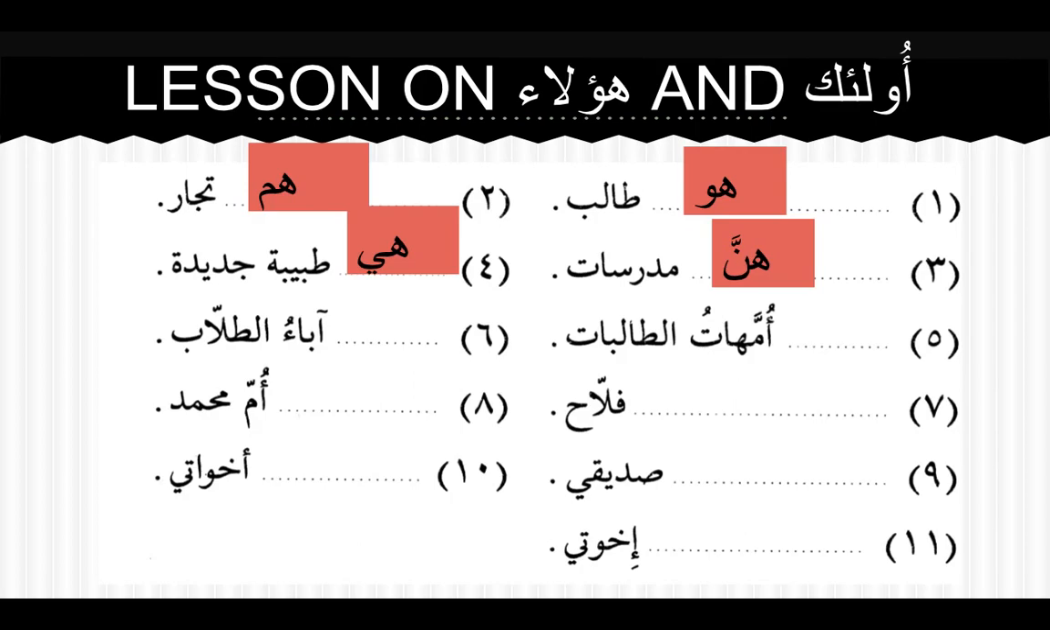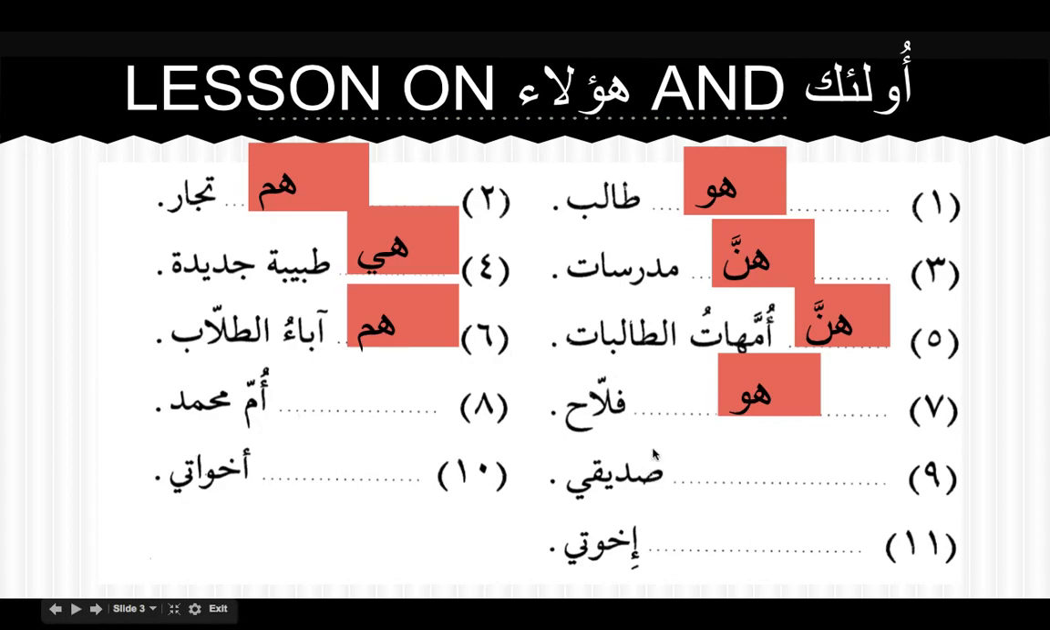So number 5 we have ummahatut talibatu. So it will be hunna ummahatut talibatu. So this is how we use a pronoun. Aba'ut tullabu. Number 6, aba'u is plural for abun, fathers of students. So there will be hum. Fallahu is singular, farmer. It means huwa fallahun.